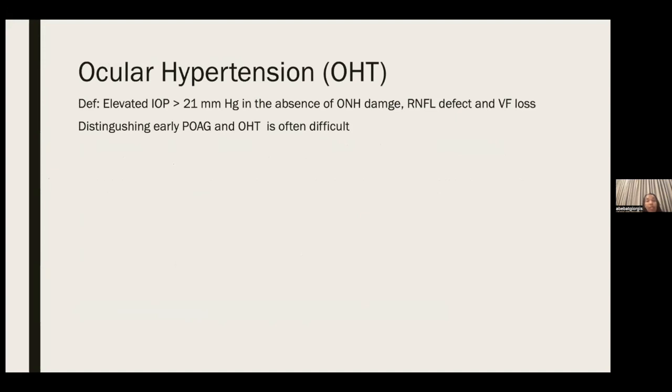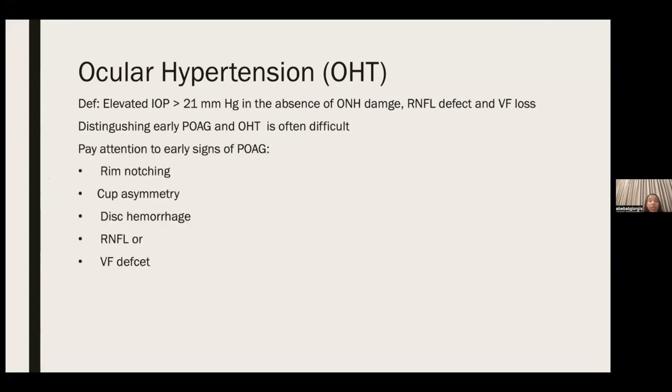Ocular hypertension: the definition is elevated IOP greater than 21 millimeters of mercury in the absence of optic nerve head damage, retinal nerve fiber layer defect, or visual field loss. And distinguishing early POAG and ocular hypertension is often difficult. So we have to pay attention to the early signs of primary open angle glaucoma. The signs are rim notching, cup asymmetry, disc hemorrhage, retinal nerve fiber loss, or visual field defect. So the point here is not to misdiagnose early POAG as ocular hypertension.